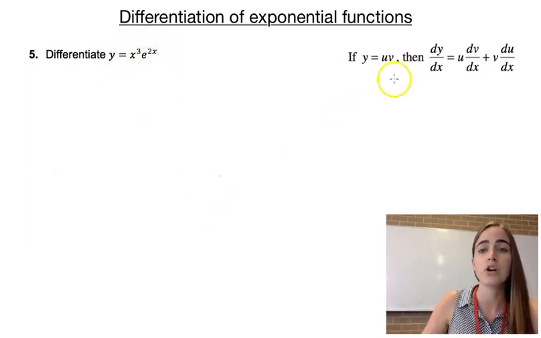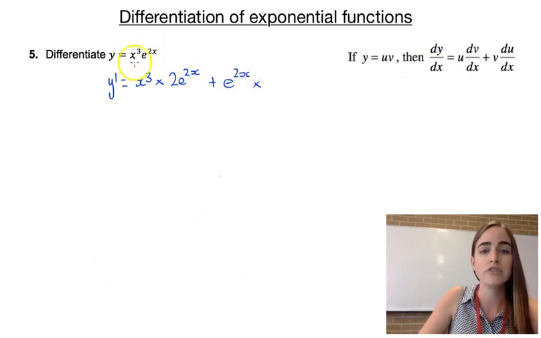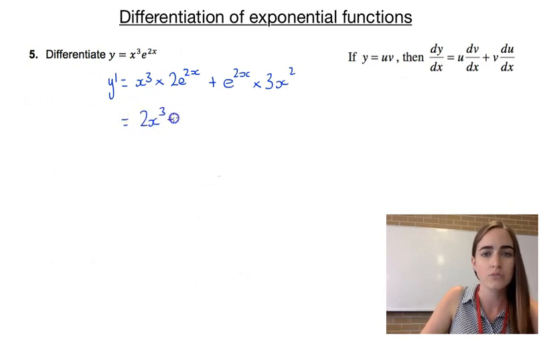Our next example asks us to differentiate y equals x cubed e to the 2x. So this is going to use the product rule, which I've got here straight from your formula sheet. So our derivative is going to be, if we had uv, we're going to have u times the derivative of v. So our u is that x cubed, and our v is our e to the 2x, so we're going to differentiate that, which would be 2e to the 2x, plus, and then we're going to have v, so our e to the power of 2x, multiplied by the derivative of that first one, which would be 3x squared. So simplifying that down, we'd have 2x cubed e to the 2x plus 3x squared e to the 2x.